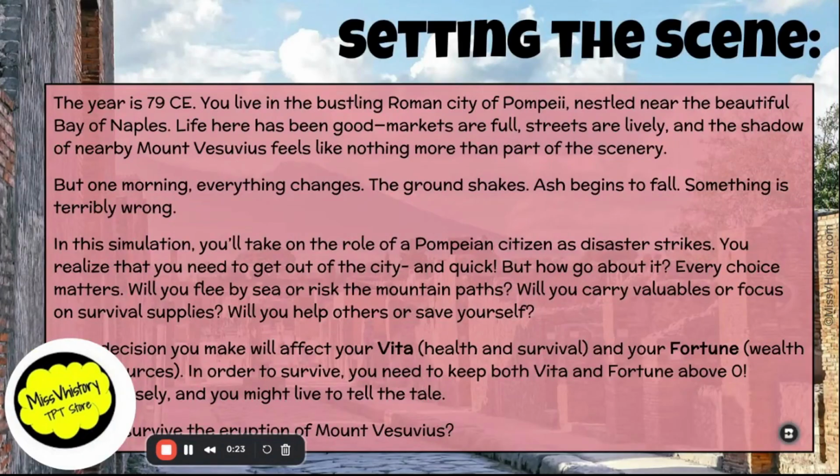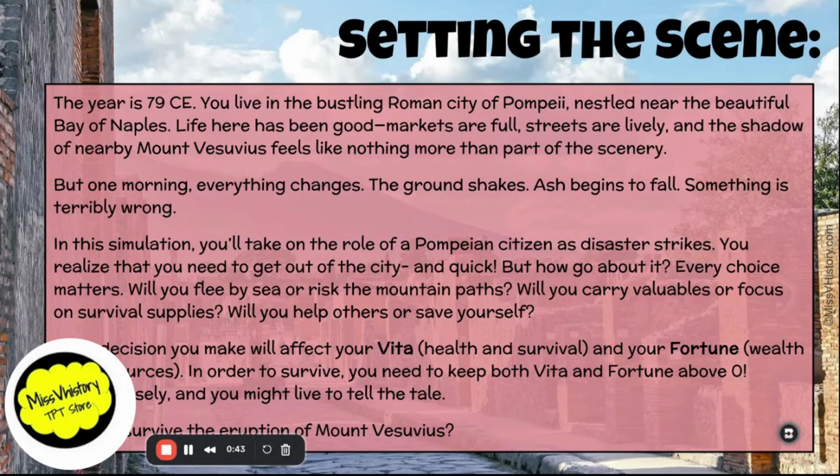And it starts by giving a little bit of background of what's going on. And in the simulation, your students are going to take on the role of Pompeian citizens as the disaster strikes. So they realize that they need to get out of the city. And how are they going to do that? What paths will they take? What are they going to take with them?